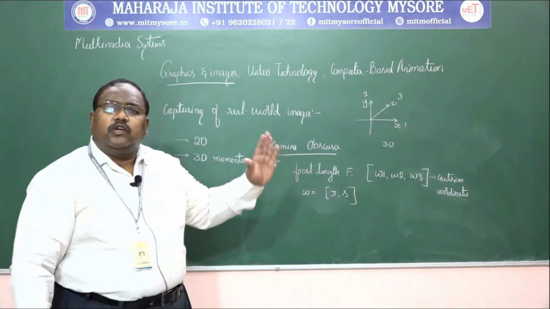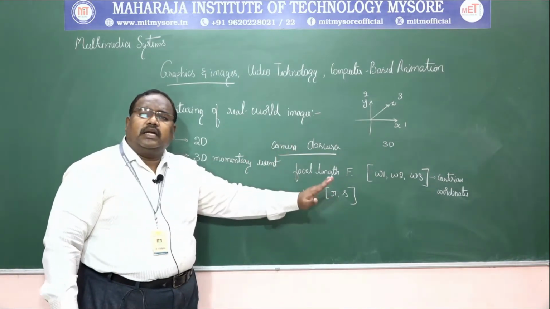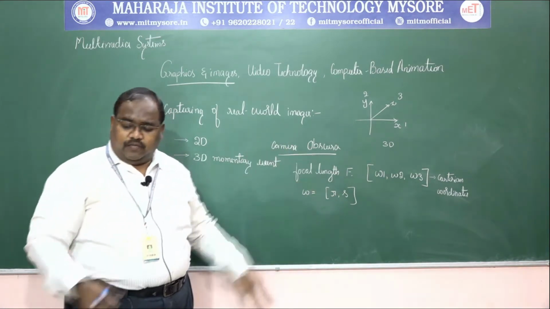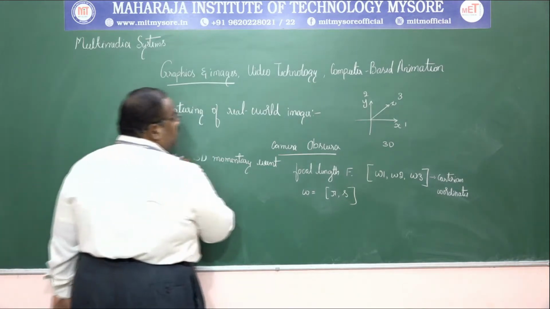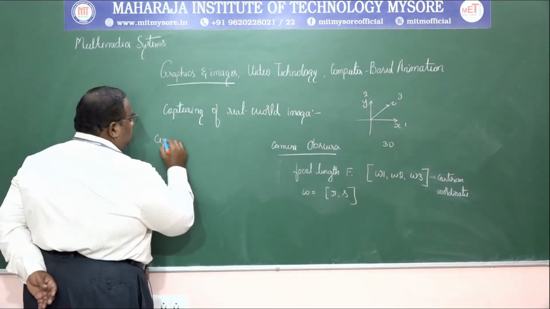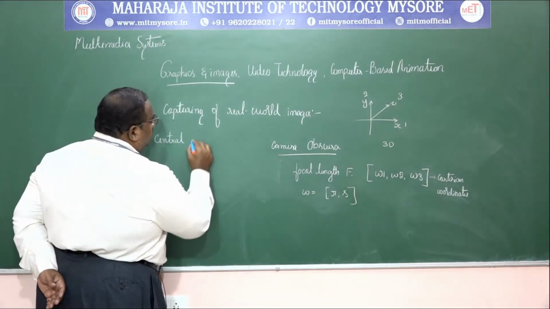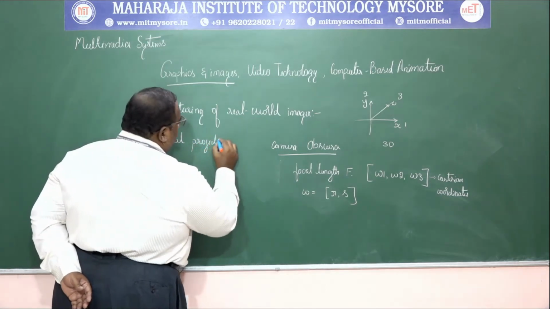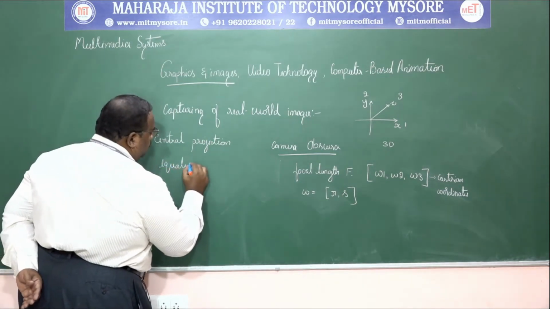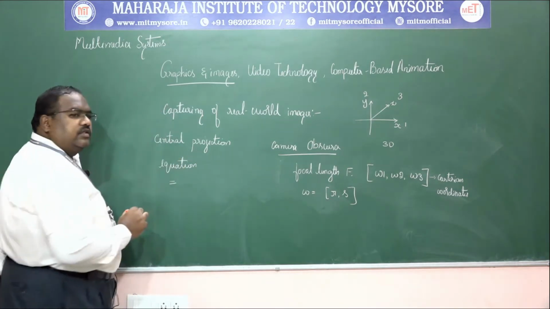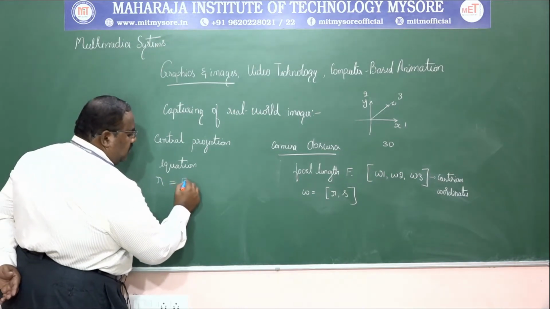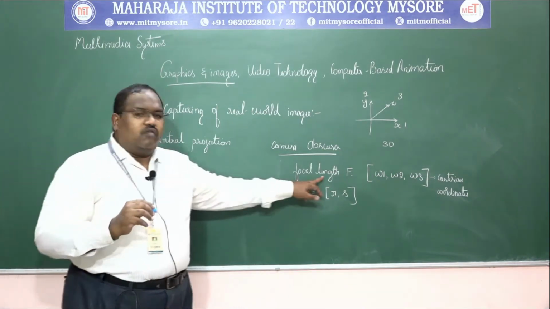Now when we talk about this, we will be able to derive with the focal length and the Cartesian coordinates and the image level coordinates by applying the central projection equation. How does the central projection equation look like? So central projection equation is given by R is equal to F. What is F? We know that F is the focal length.